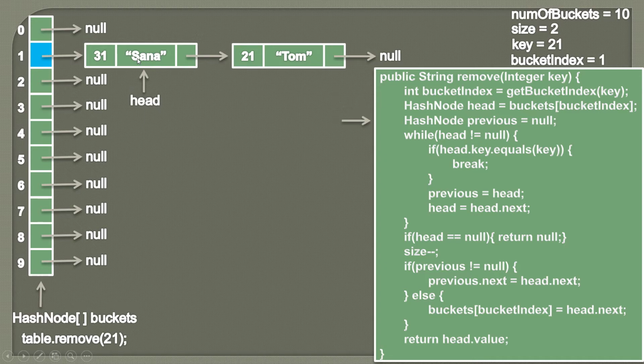We create a hash node previous, and at the start we assign a null value to it. And now as we want to remove the key 21, we search in this list using this while loop. So currently head is not equal to null. If head.key equals the key which we want to remove, then this if condition will come out to be true. So here head.key is 31, it's not equal to 21. So the condition in the if block comes out to be false. So this is the key, we are comparing it with 21. And as this condition is false, we will reach here.